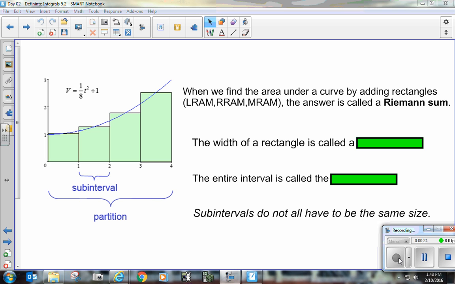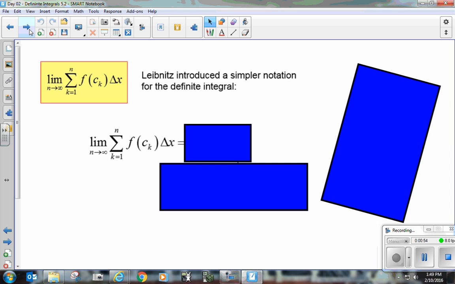Now, the width of a rectangle is called a subinterval, just like on your drawing. And the entire interval itself, all the subintervals together, is called the partition. Subintervals do not all have to be the same size. This is where it gets tricky, but you won't have to worry about that, because this is an introduction to the topic. So, let's take a look at this.